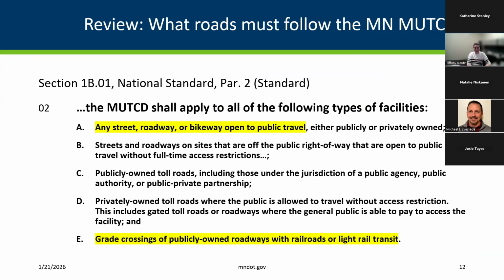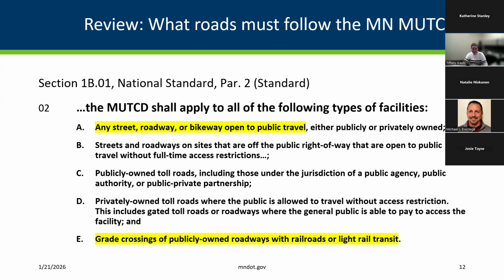So let's talk a little bit about what roads need to follow the MUTCD. I've highlighted what I feel are the most appropriate ones for us: any street or roadway or bikeway open to public travel, and grade crossings of publicly owned roadways with railroads or light rail transit. I do want to give a little bit of a shout out here to letter B, which says streets or roads on sites that are off the public right-of-way and are open to public travel.